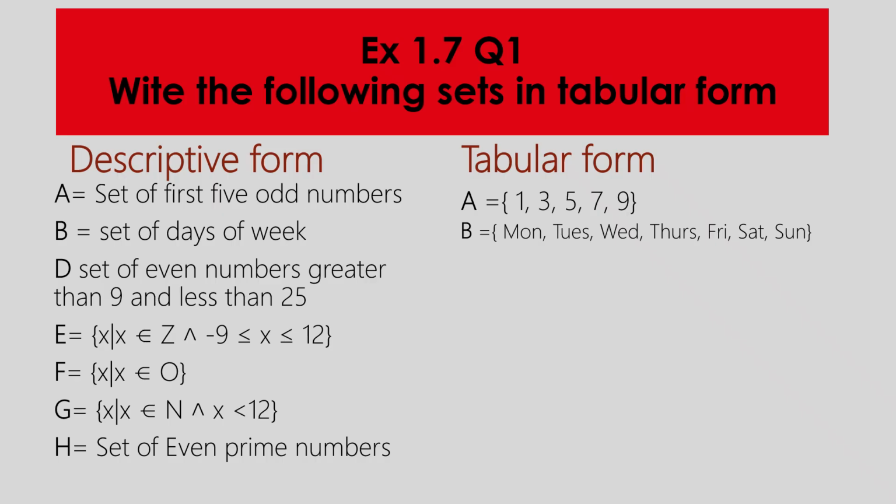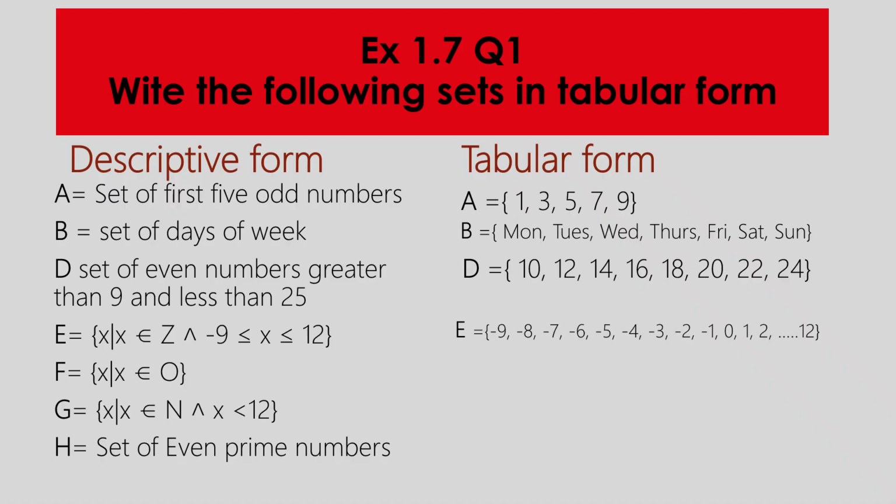Now we have set D, and set D represents the set of even numbers greater than 9 and less than 25. Greater than 9 means 9 is not included, and less than 25 means 25 is also not included. So we have to write the even numbers between 9 and 25.